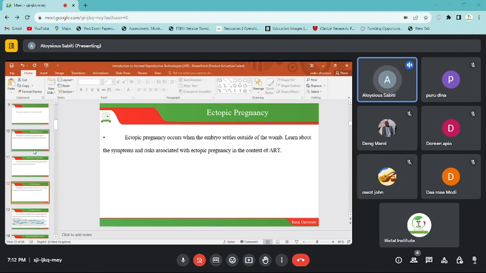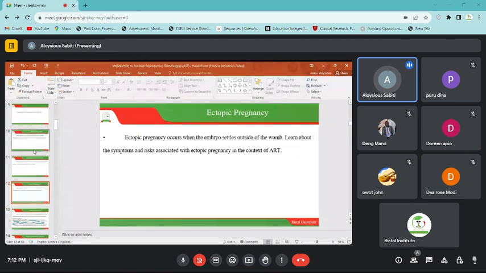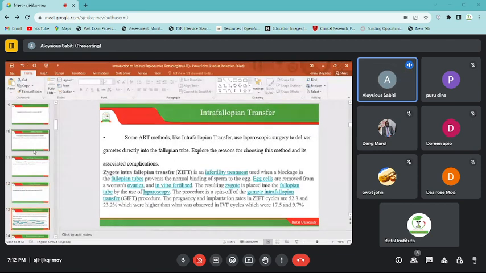So some of the potential complications we also looked at is that as a result of using some of these ART methods or ART technologies, there are chances of ectopic pregnancies. And when we are talking about an ectopic pregnancy, we're looking at a situation where the embryo is settling outside the womb. And we ask that you further go ahead and look at some of the symptoms and signs or risks that are associated with the ectopic pregnancy in the context of ART.